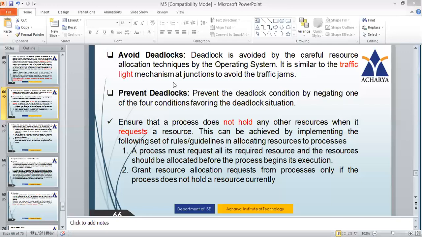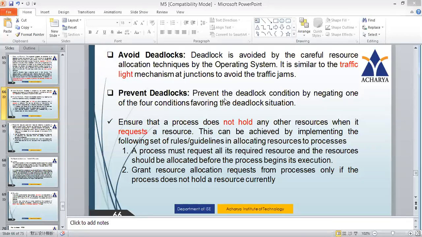It is similar to the traffic light mechanism at junctions to avoid traffic jams. You know that traffic lights follow the same thing. The side which has a lot of traffic, the duration will be less, and the road which has less traffic, the duration will be more. It's somewhat like balancing to avoid a long waiting time.